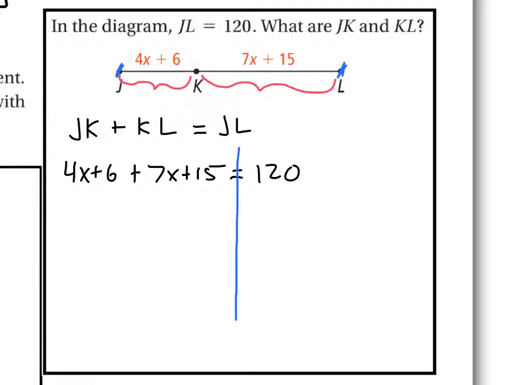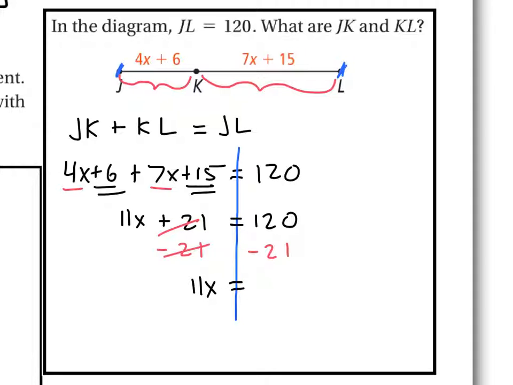To cross the barrier, we have to use algebra. But if we have stuff just on the same side, then we just combine like terms, right? So 4x plus 7x gives me 11x. 6 plus 15 is a positive 21. Now we need to do what? Subtract 21, absolutely. We have to get the numbers together on the same side, so I'm going to subtract 21 from both sides. Equals 99. Divide by 11. x equals 9. Very good.